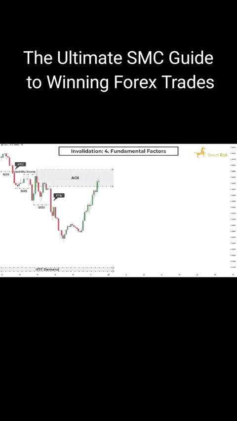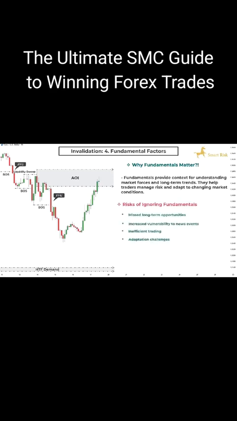Fourth, fundamental factors. Lastly, fundamentals are a significant consideration that can invalidate technical setups. Fundamentals provide context for understanding market forces and long-term trends. They help traders manage risk and adapt to changing market conditions. Risks of ignoring fundamentals? Missed long-term opportunities. Increased vulnerability to news events. Inefficient trading. Adaptation challenges. Always complement your technical analysis with a fundamental understanding of the market. This dual approach improves your trading precision and helps you navigate complex market environments more effectively.